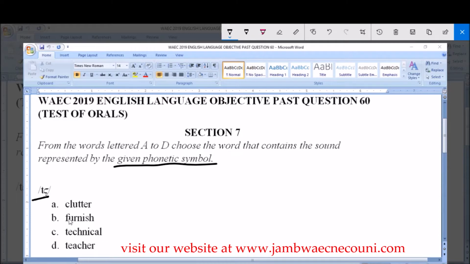So option A is clatter, B is furnish, C is technical, D is teacher. So first we'll transcribe each of the options given to us and then we will pick out the one that contains the same phonetic symbol given to us.